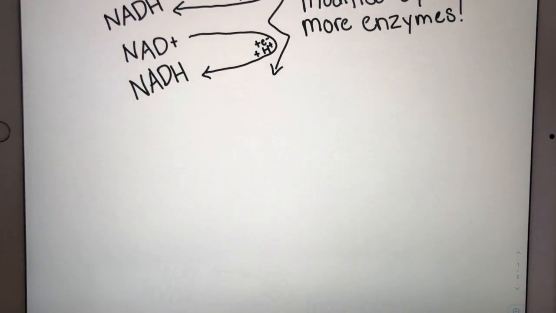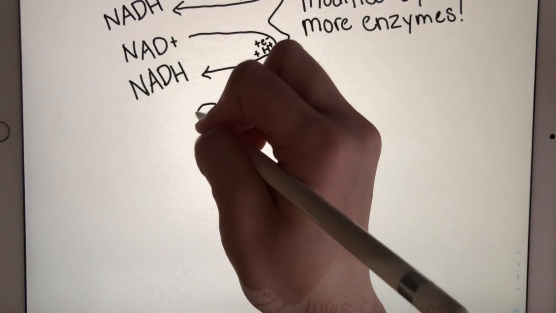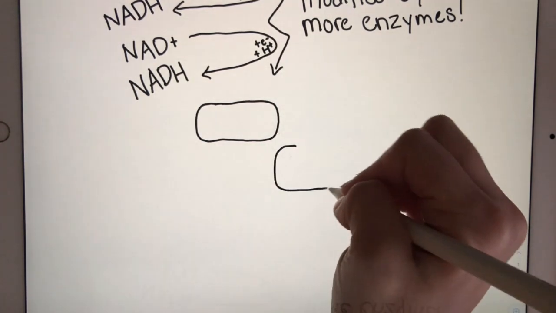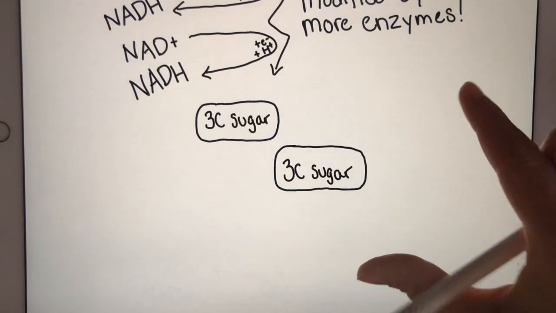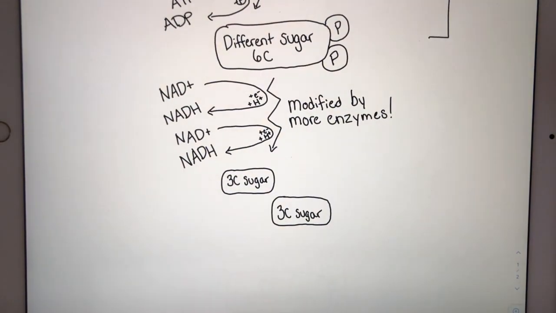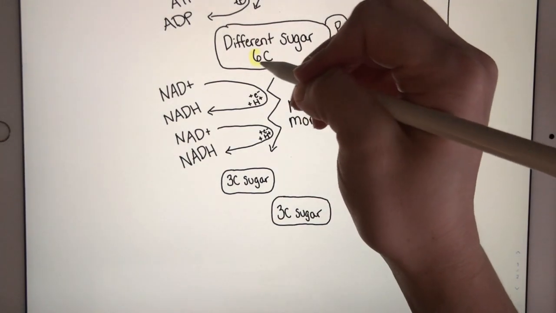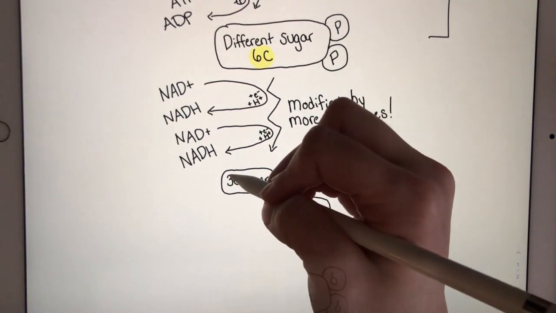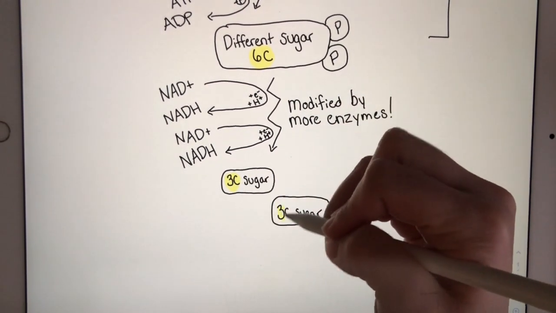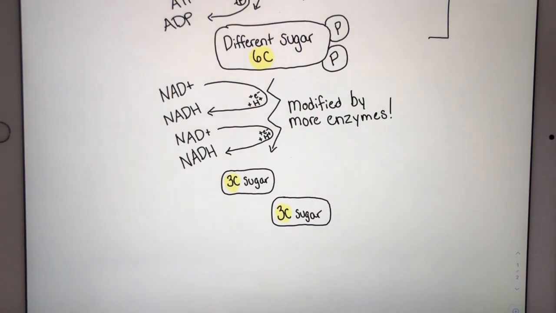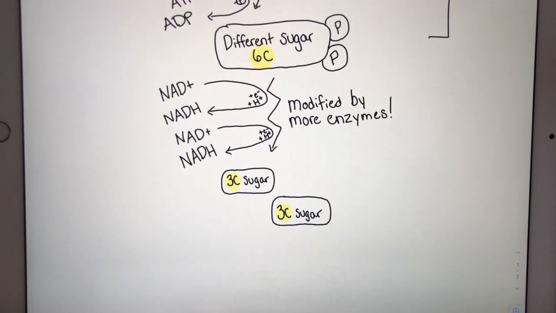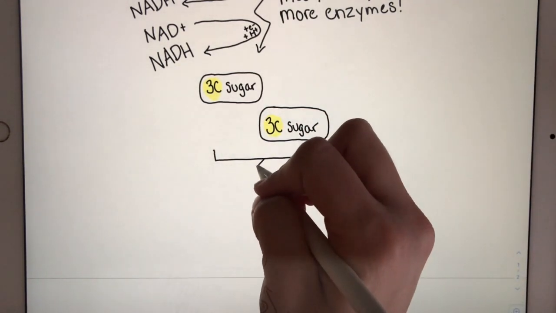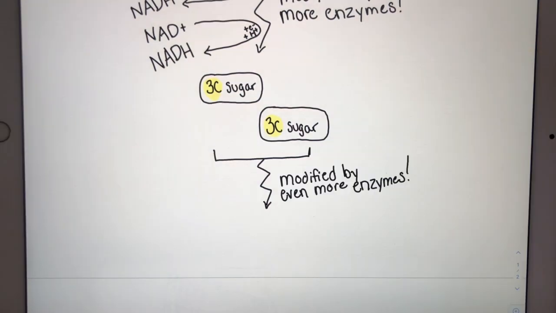This results in 2 molecules, and each of these are a 3-carbon sugar. I'd like you to notice here that we started with a sugar with 6 carbons, and our result was 2 times 3 carbon sugars. So we didn't lose any of our carbons. These 2 3-carbon sugars are modified by even more enzymes.